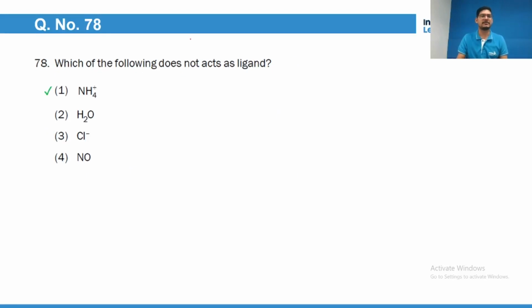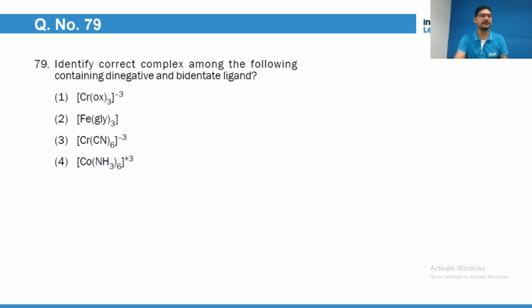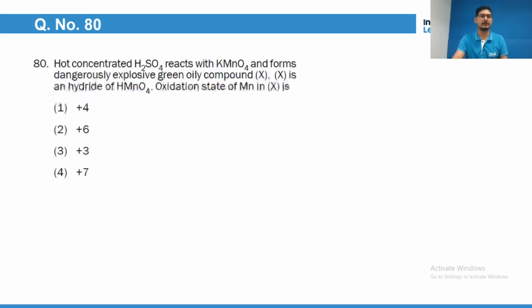Which of the following does not act as a ligand? Of course, NH4+ does not have any lone pair to share with the metal ion, so it does not act as ligand. The correct complex among the following which has dinegative and bidentate. Of course, cyanide and ammonia, these are monodentate ligands. Glycine is mononegative, right? So oxalato is something which has 2 negative charge and also is bidentate. So that is the correct answer.